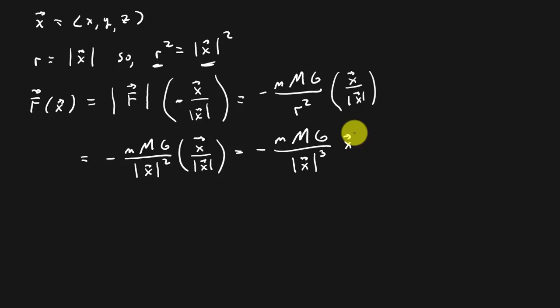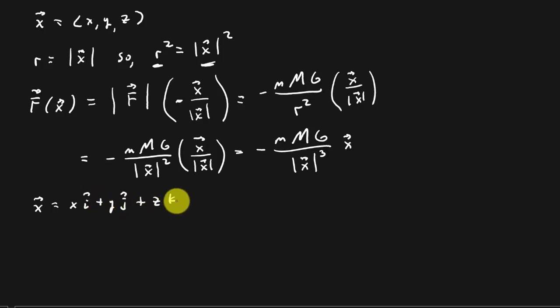Now, this formula here is a compact way of writing the gravitational field, but we can write it in terms of its component functions. Okay. So how would we go about doing that? Well, I can write vector x as xi plus yj plus zk, right? And I know that the magnitude of this is equal to x squared plus y squared plus z squared, and I can take the square root of that, right?